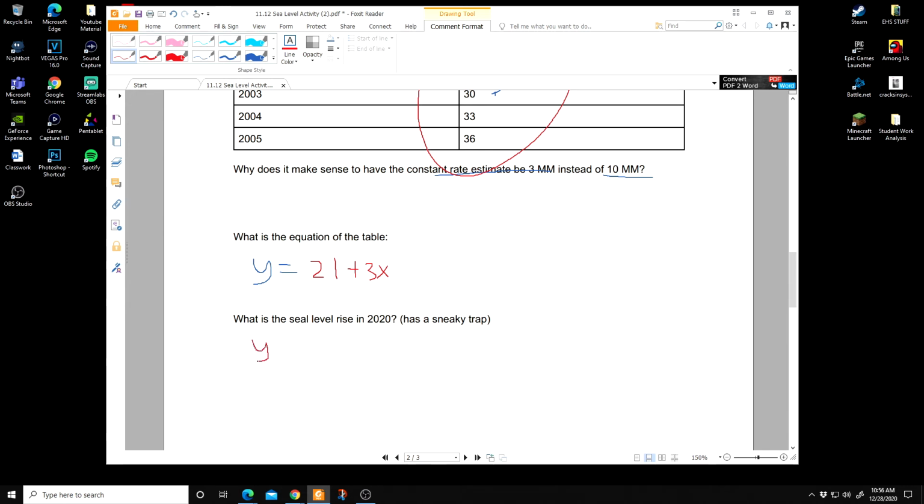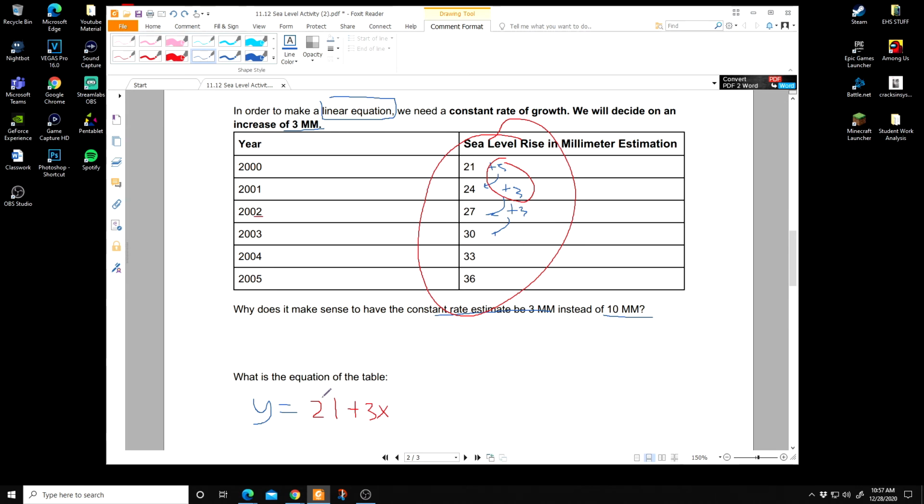Well, now that we have our equation, we can do some modeling. 21 plus 3 parentheses. And a very common mistake is to go ahead and put 2020 right here. We don't want to put 2020 because remember, this 21 came from the year 2000. Let me go ahead and say this real quick.